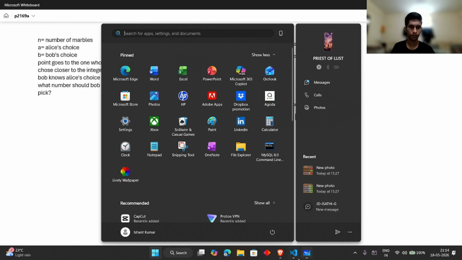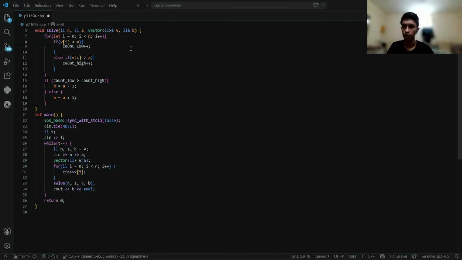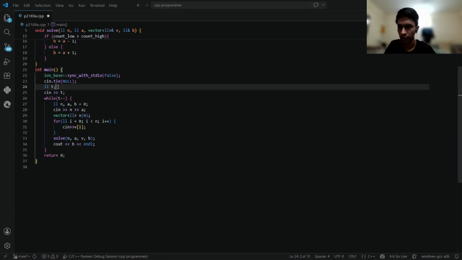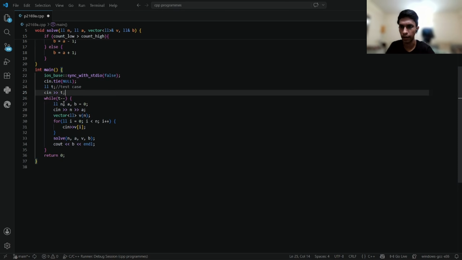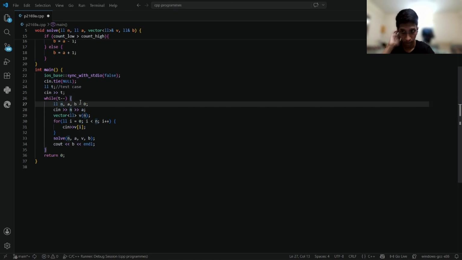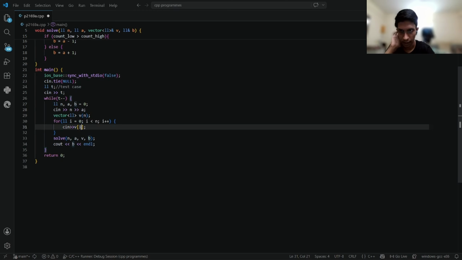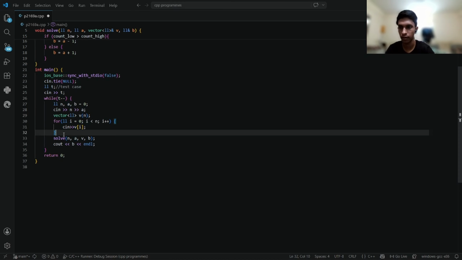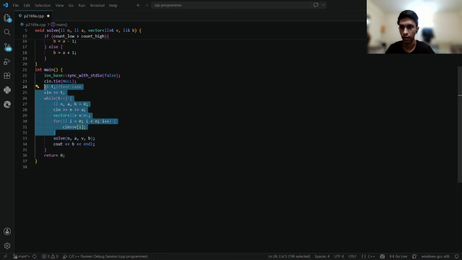Let's see the code. So let's see it from int main. I've taken here t, which is going to be the number of test cases. In each test case, I've taken n, which is going to be the number of marbles, A, Alice's choice, and B will be Bob's choice that we'll give. As input, we have given n number of marbles, Alice's choice, and all the numbers written on the marbles. This is the input that we have given in the problem.